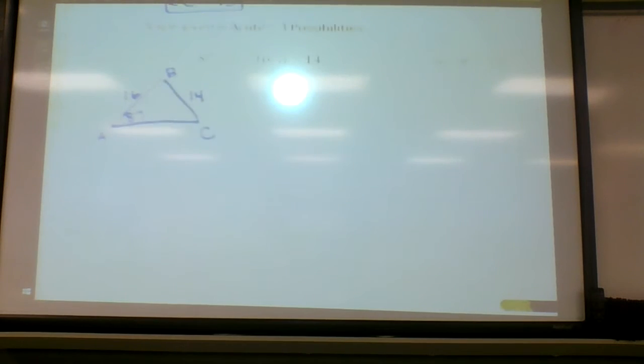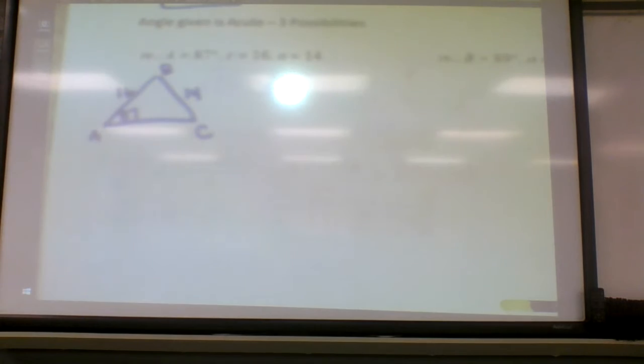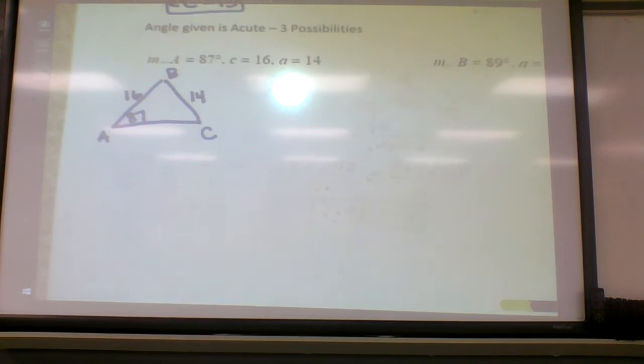So here's my triangle A, B, and C. So we have 87, 16, and 14. All right, is this possibly one with 2 triangles at the end? So, is the angle they give us acute?